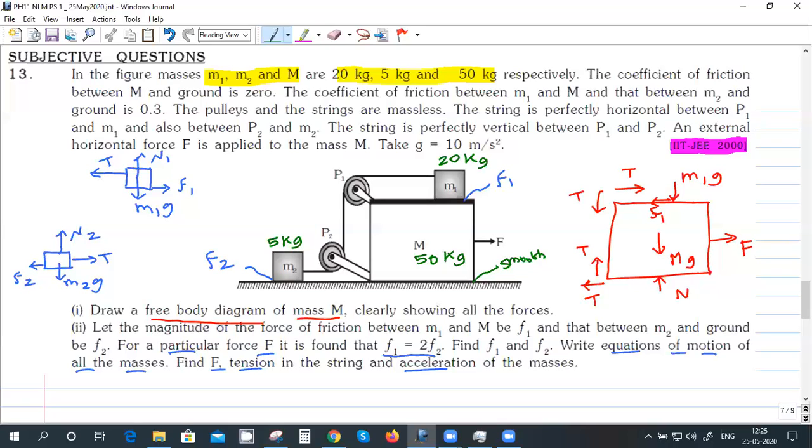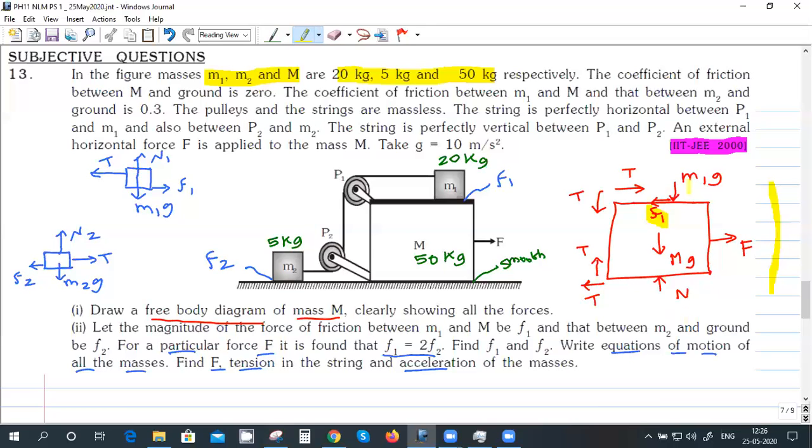Okay, is it matching with what I have drawn? And don't forget this friction force F1. Right, that friction force is there towards left.